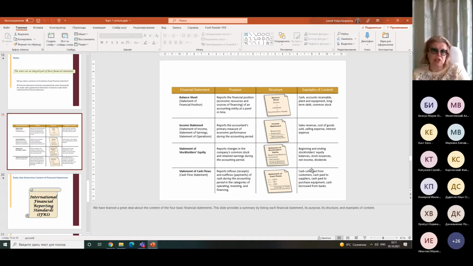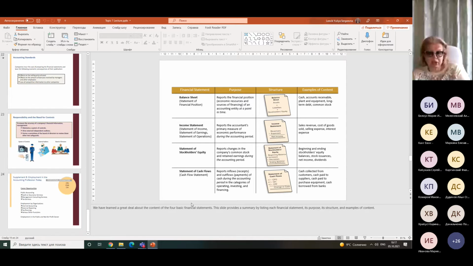So, dear students, what I recommend you to do when you start your preparations for test one, please remember about this slide. Very good slide. This is the summary of all four statements. This is the purpose. This is the description. What is important, the structure. So summarize structure and examples of content. So very good to repeat the material concerning statements. Right now, let me continue.